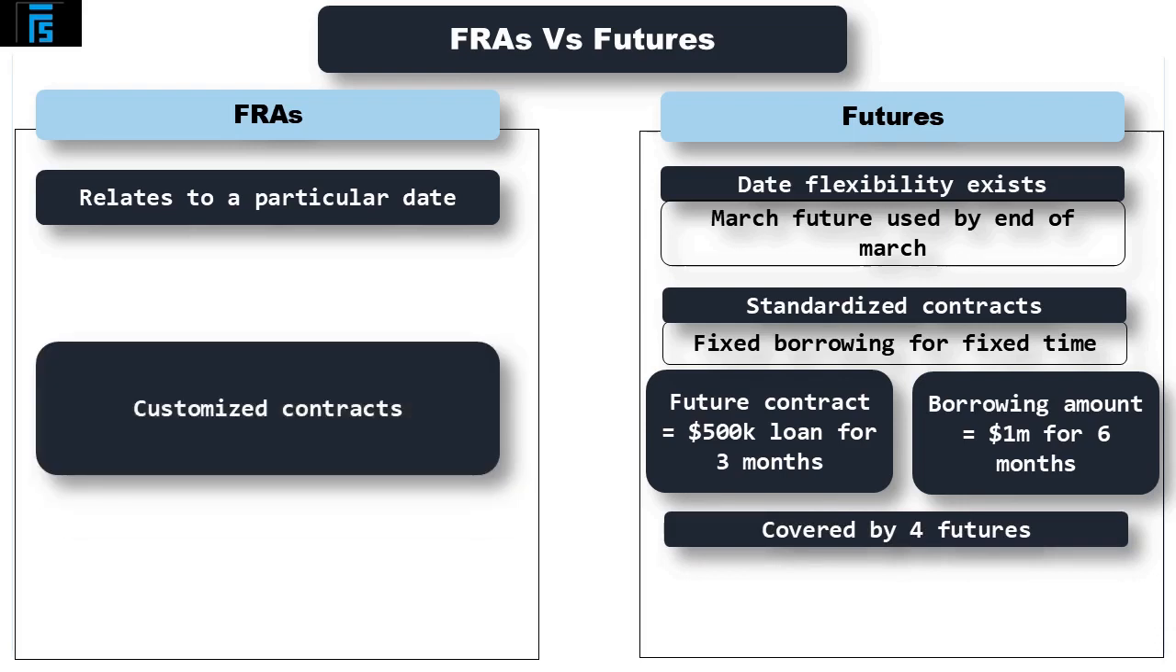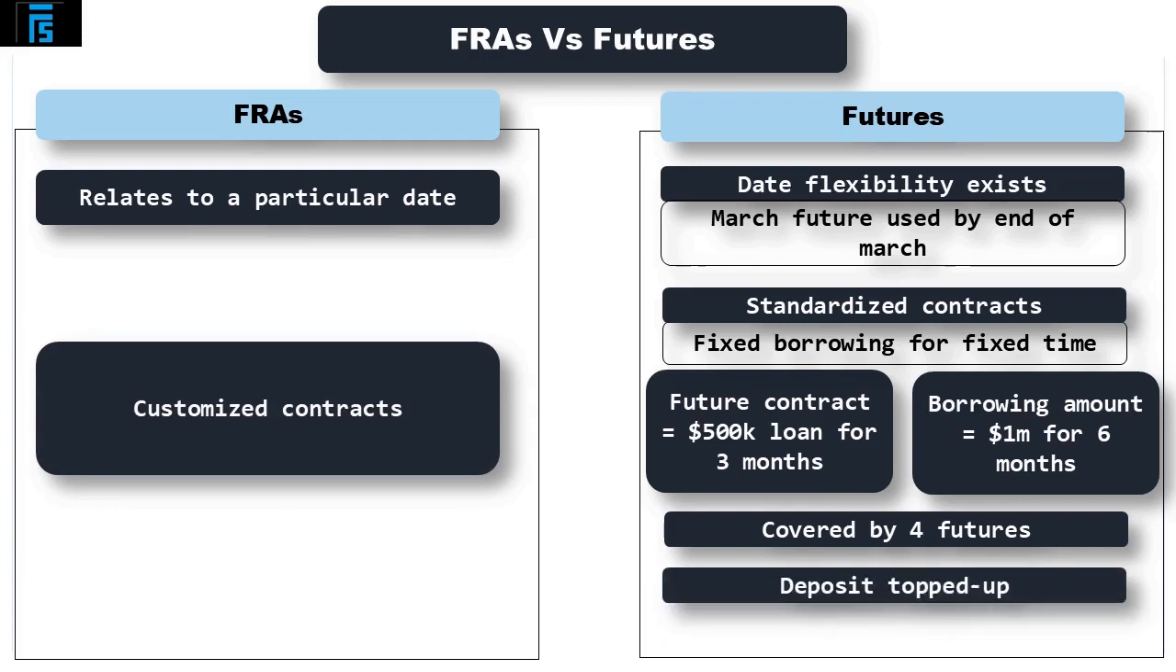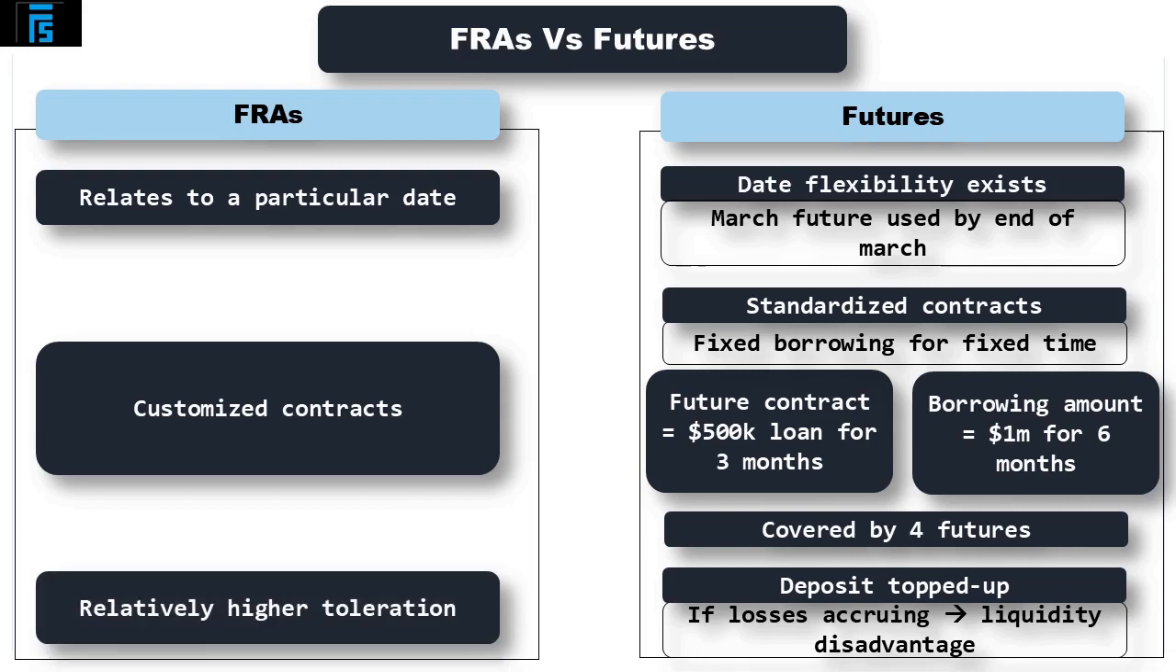Due to standard contract sizes, you may not be able to get an exact match for your needs. You may end up being over or under hedged. In addition, the deposit you need to pay up front may need to be topped up if it looks like losses are accruing in relation to your futures. The exchange will not take credit risk. In other words, if you run up losses, you need to pay them as you go. This presents a liquidity disadvantage, therefore. Cash outflows even before you sign the loan.